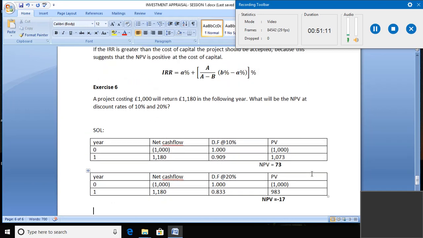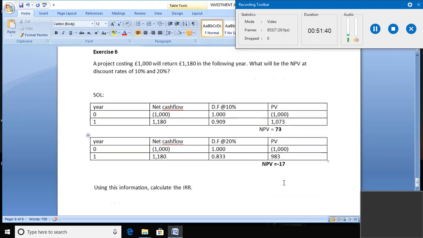So what do you think? Coming back to the formula like this one, I said A rate is the one that gives us a positive NPV, B rate gives us a negative NPV. So what are we going to take for A? A percent is going to be 10%. B percent is going to be 20%. And what will be the value for A? A will be 73 and B will be negative 17.